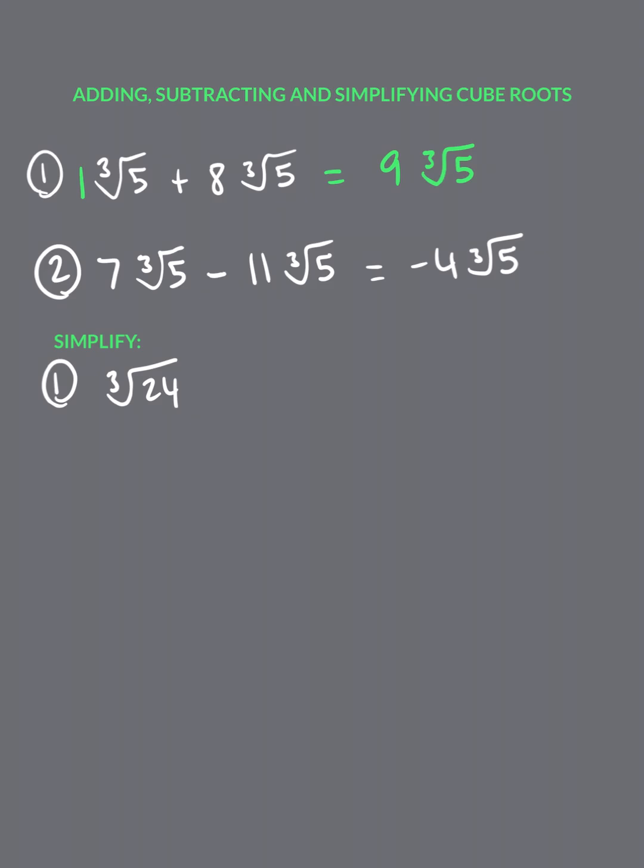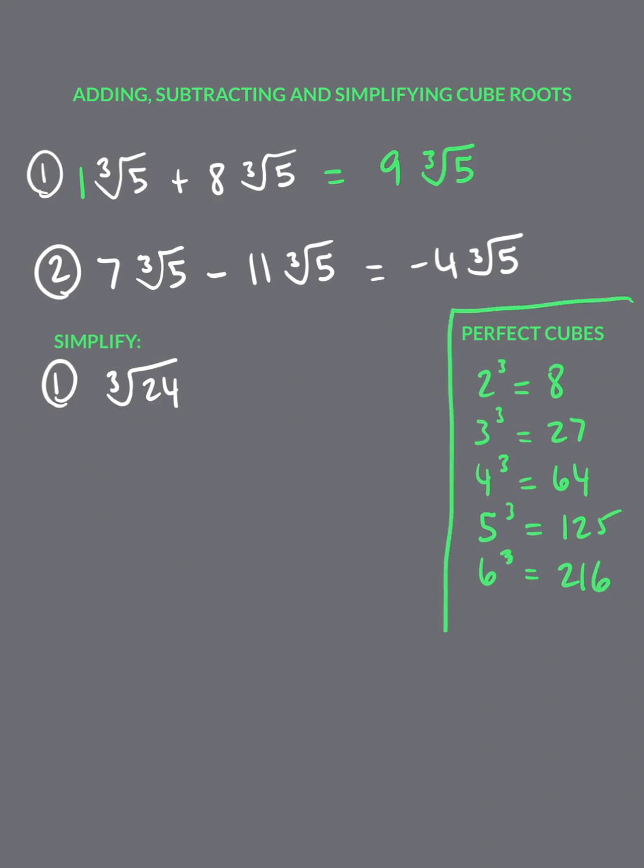Now in order to simplify cube roots, it's really handy to have a list of your perfect cubes. So let's do that first. 2 cubed is 8. 3 cubed is 27. 4 cubed is 64. 5 cubed is 125. 6 cubed is 216.